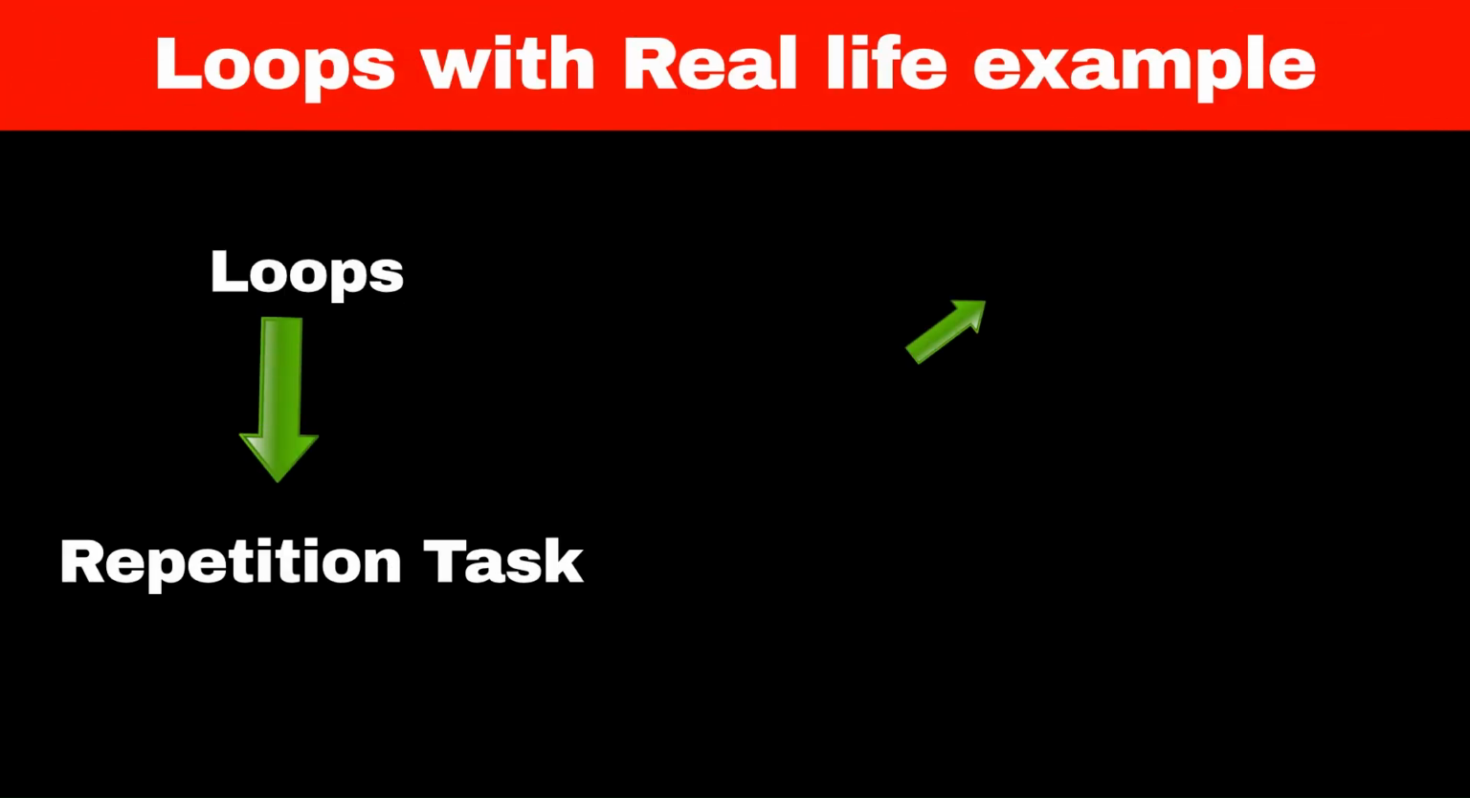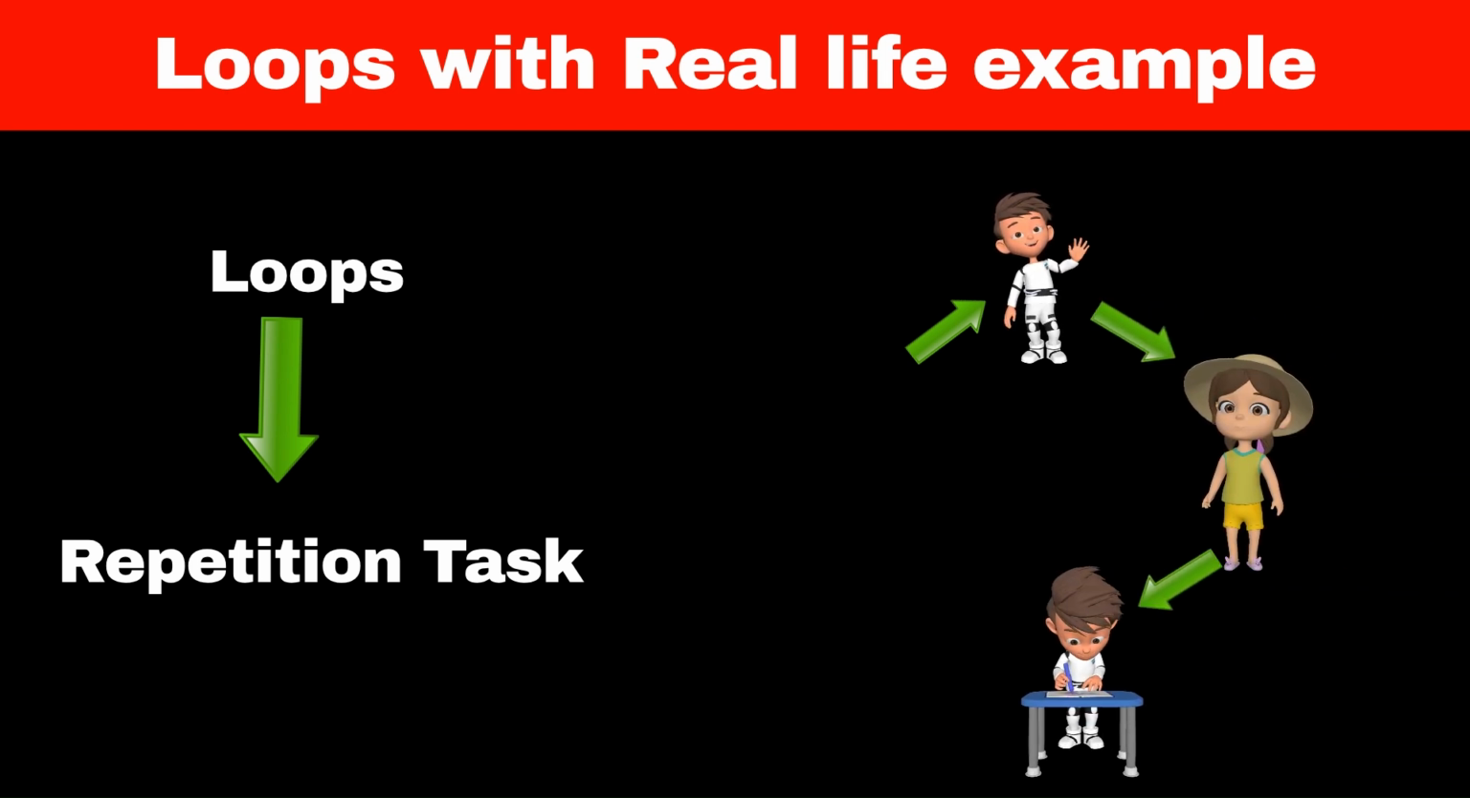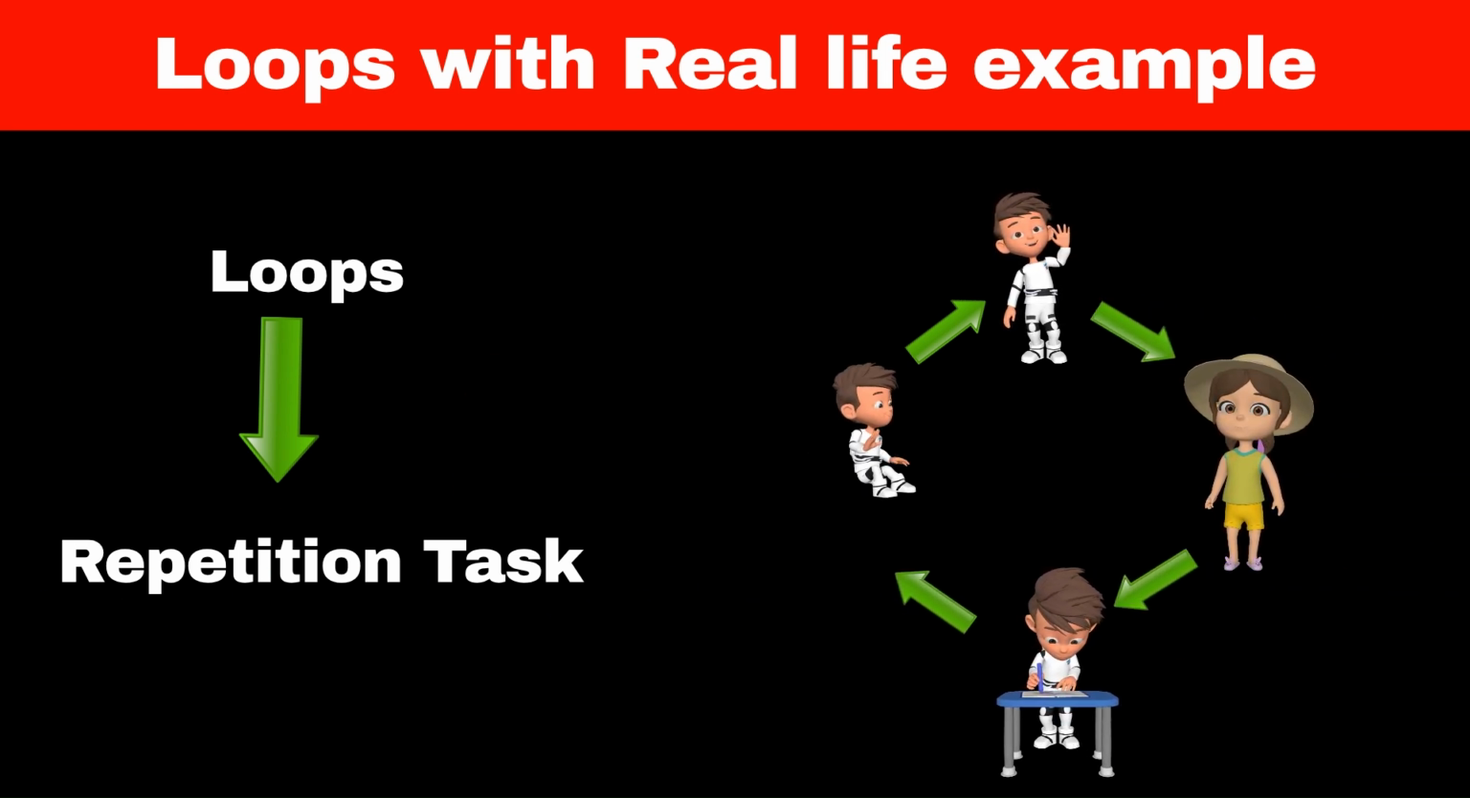Loops in real life involve repetition of the same task multiple times. Consider the example of Ross. Every day Ross wakes up, meets his girlfriend Rachel, goes to work, then comes back home for sleeping, and the next day he repeats the same task again. Ross is performing this action in a loop.